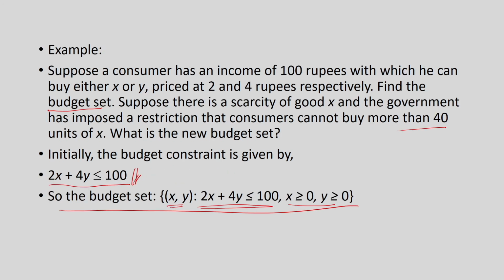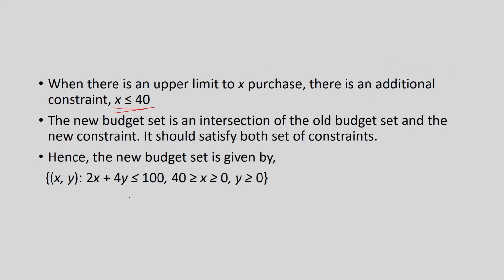So, this was the old budget set, right, but now in addition to these constraints which are written inside the budget set, you have an additional constraint, which is that x cannot exceed 40. So, we just include that inside here, right, x is less than or equal to 40, and we have got the new budget set.